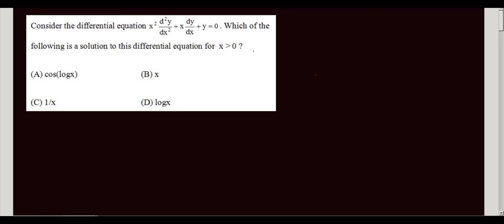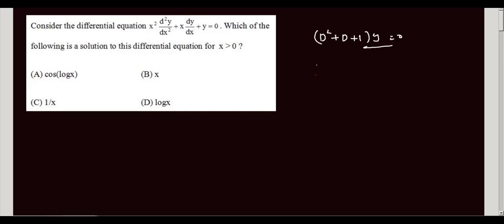The next question gives a differential equation: x square into d square y by dx square plus x into dy by dx plus y equal to 0. Which of the following is associated with it? This is a linear homogeneous equation, a Cauchy's Euler equation. If we convert it to the form d square plus d plus 1 into y, we can get a linear differential equation.